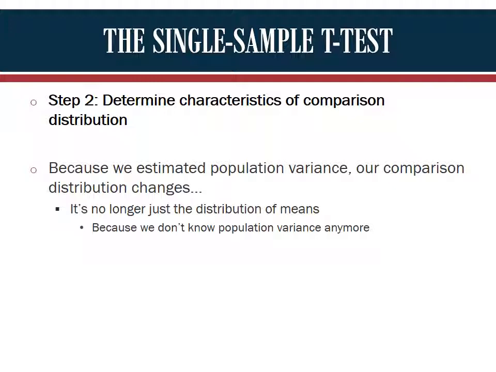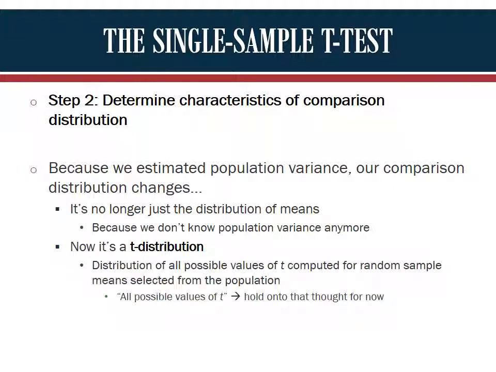So for us to use the distribution of means in its original form, we have to know population variability so that we can compute standard error of the mean. Because we don't know that, we're just estimating it instead. It means that we've got to actually use a different comparison distribution for the single sample t-test. So for the single sample t-test, our comparison distribution is a t-distribution, not a distribution of means.